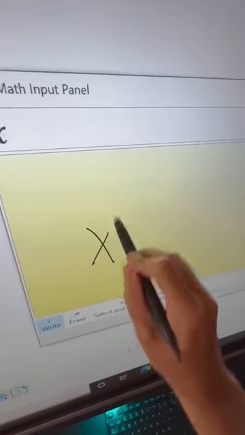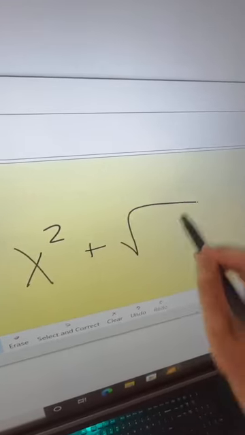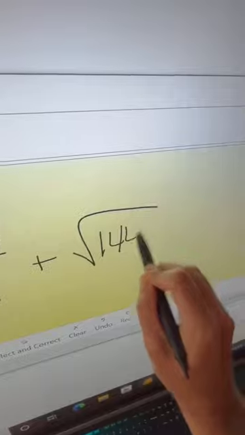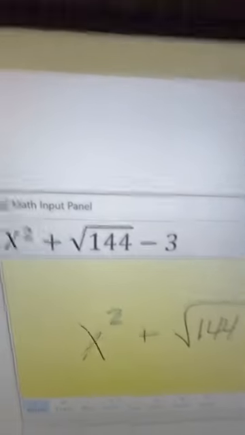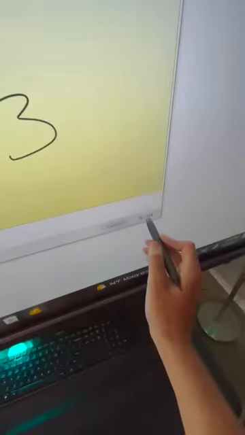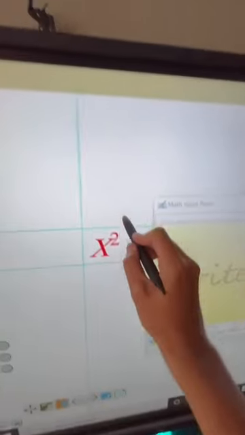The second is this math input panel, which will take any written math that you have, like x squared plus the square root of 144 minus 3, and it'll turn it into digital math that you can just put onto your digital whiteboard over here.